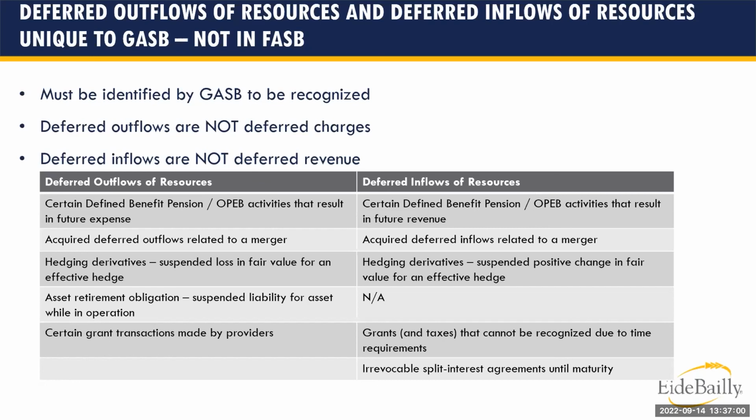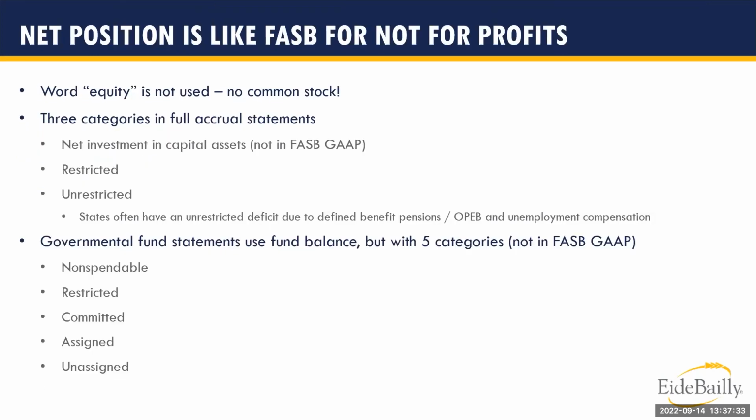Most deferred inflows and most deferred outflows for a government have nothing to do with real current operations. They have to do with hedging derivative instruments, pensions, post-employment benefits other than pensions, mainly retiree health care, asset retirement, and grant transactions, and in some cases tax transactions. But they're not part of your day-to-day operations in a lot of respects. All that they are is listed on the screen.